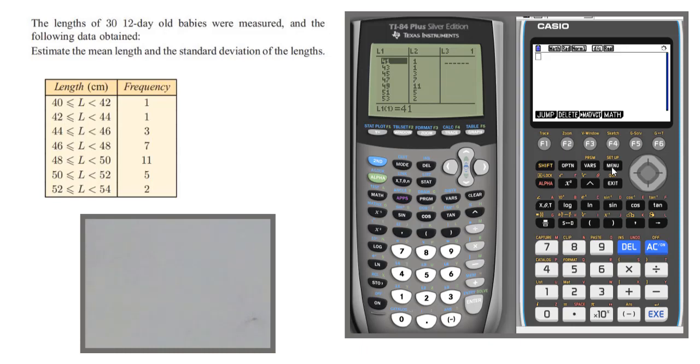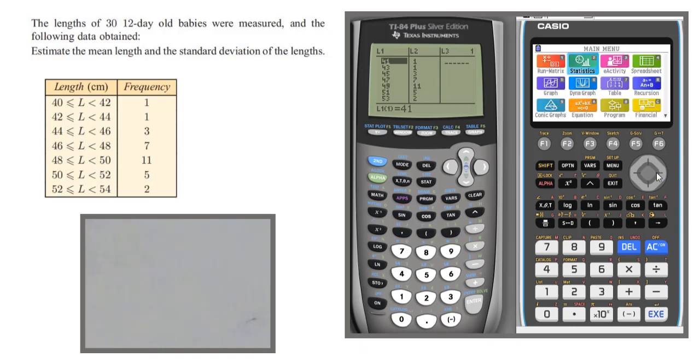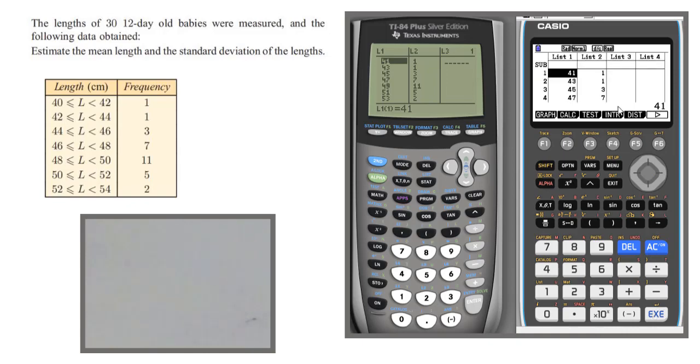If I just look on the Casio, menu statistics, we've got the same list 1, list 2. So list 1 is the midpoint of the lengths, and list 2 is the frequency. You've got that one baby that was between 40 and 42 centimeters, another one baby that was between 42 and 44. We'd assume that baby is 43 centimeters long, and so on.